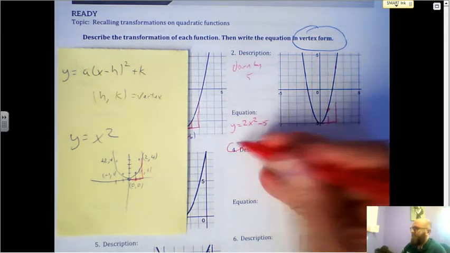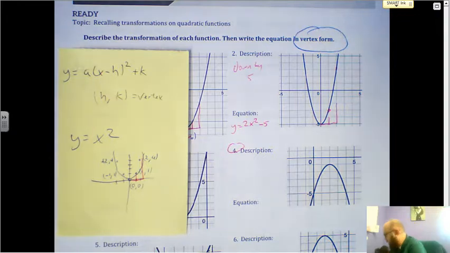Looking at number 4 real fast, we see that it's a frowny face. So that means our a is going to be negative. Our stretch is negative as it flips.